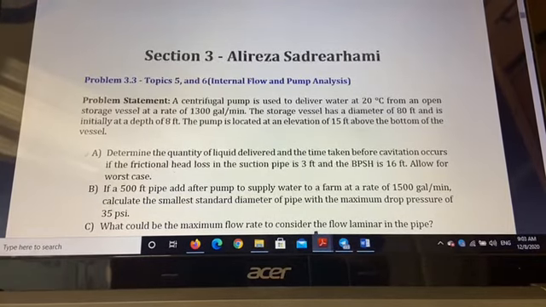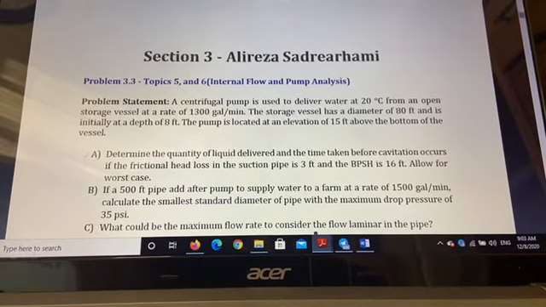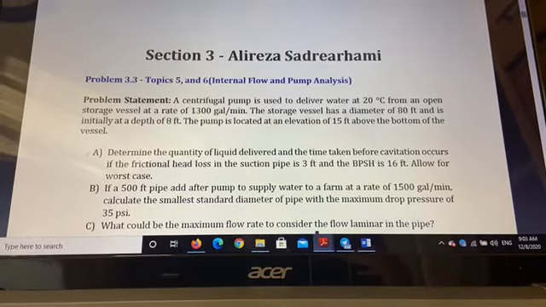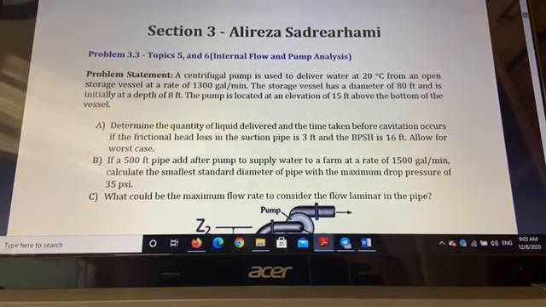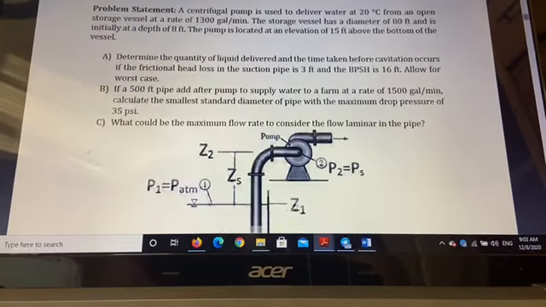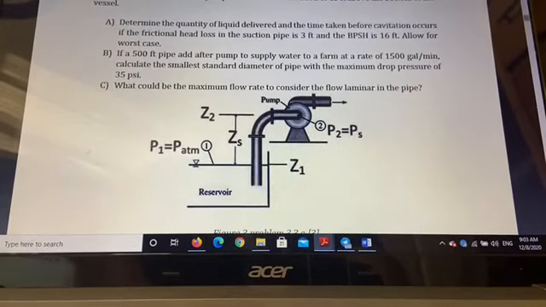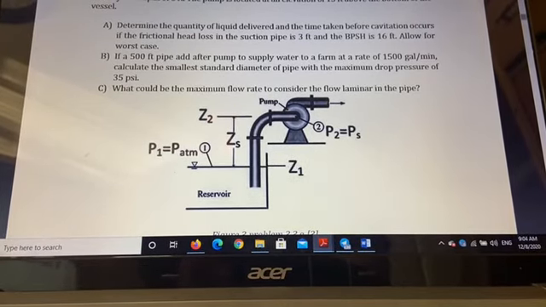In this video, I'm going to present my topics 5 through 12 and talk about my calculation problems. The first problem covered topics 5 and 6, internal flow and pump analysis. I have a centrifugal pump that delivers water at 20 degrees from an open storage vessel at a 1300 gallon per minute rate. And here's a picture that I have for that.